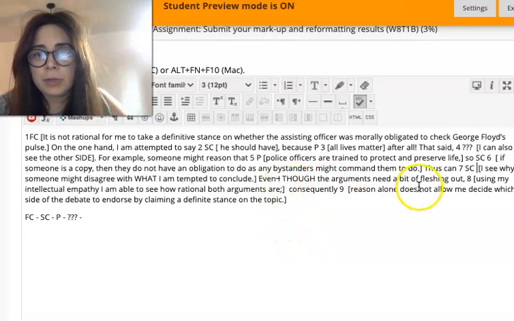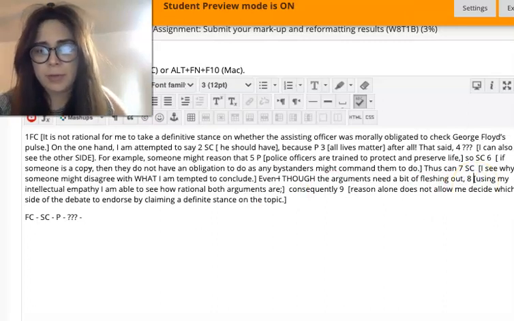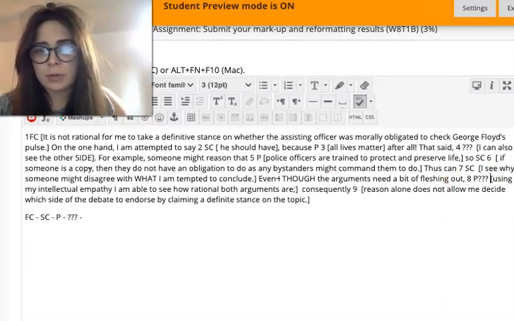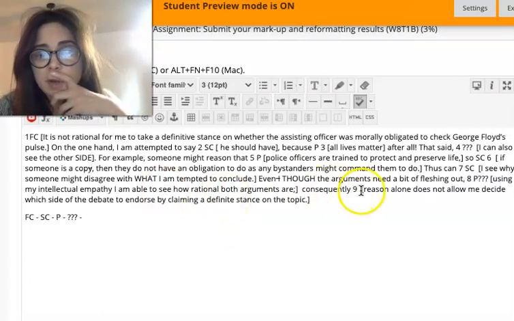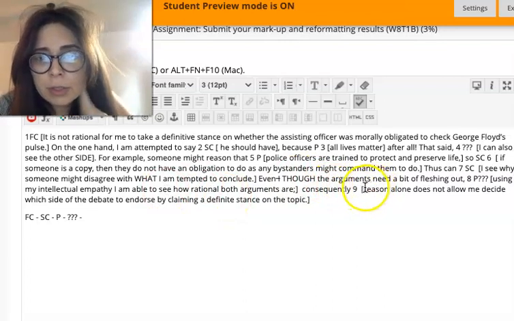Even though the arguments need a bit of fleshing out, using my intellectual empathy, I'm able to see how rational both arguments are. I don't know if that's supposed to follow from anything. I think it might be a premise. I can put question marks and decide while I'm reformatting. That was a great strategy she gave us, for making final decisions.